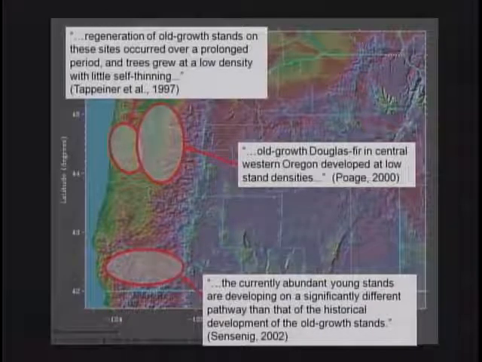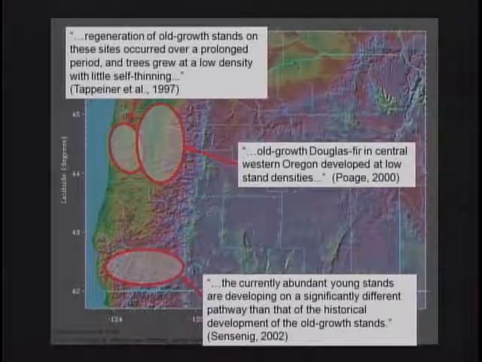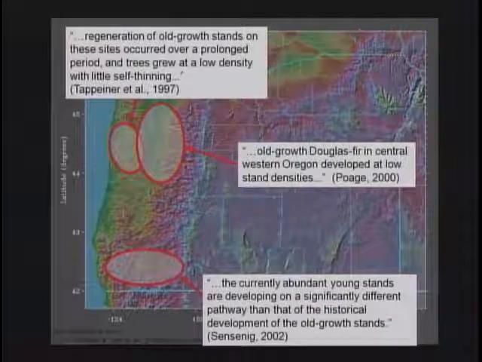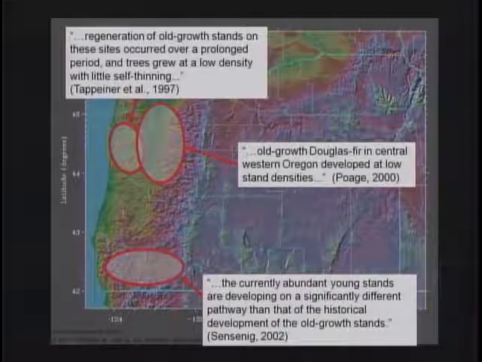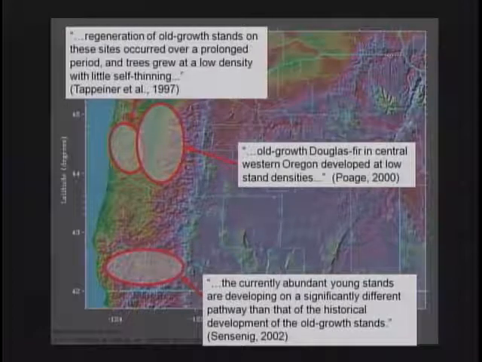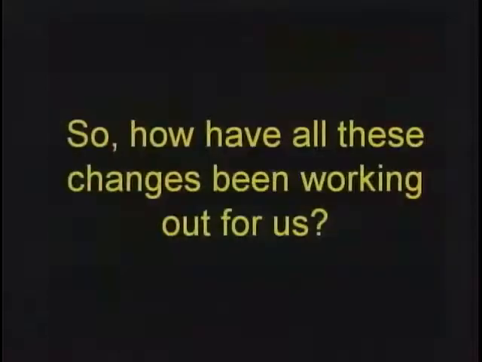Tappeiner's work, Nathan Poage's work, Tom Spies's work all show that if we leave forests, we'll have old growth forests. They won't be the same. They will be closed, tight. The trees can get old, but they won't be these open, widely spaced, big open architecture type forests that we inherited.